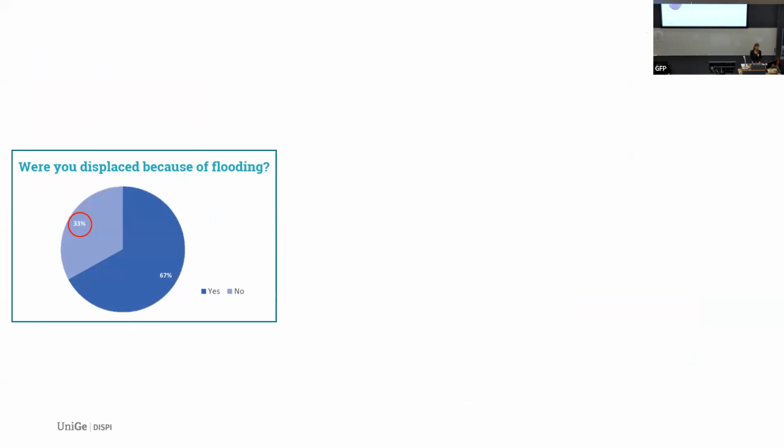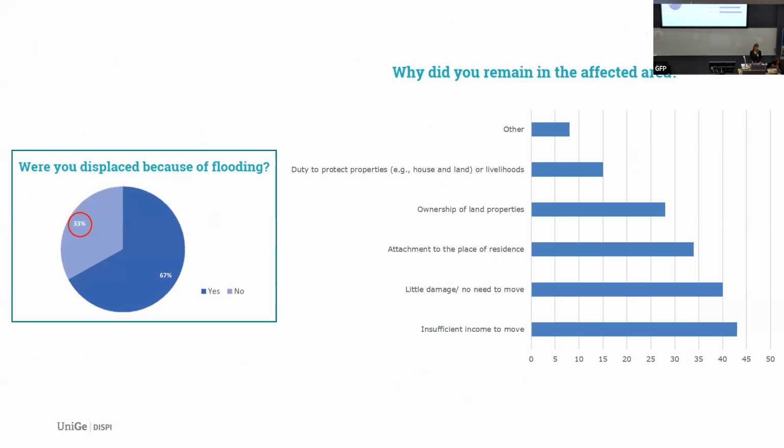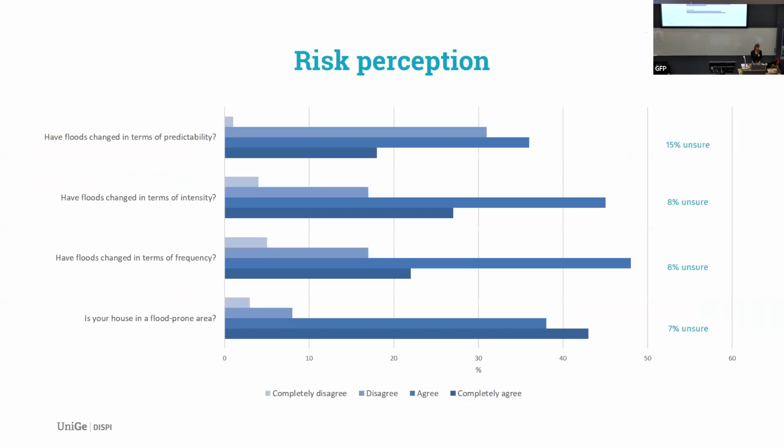Then we asked people not displaced why they didn't do that. Many of them because they have insufficient income or means to do that. So they are, we can say, trapped. We can call them trapped populations because they are in the condition that they need to leave, but they don't have the assets and income to do that, or because the damage was little, so there was no need to move, or attachment to the place of residence, and so on.